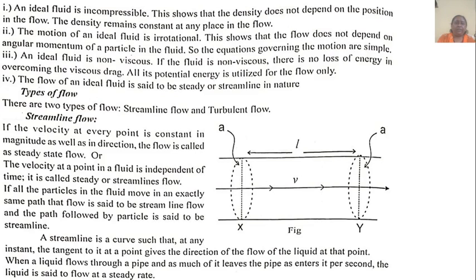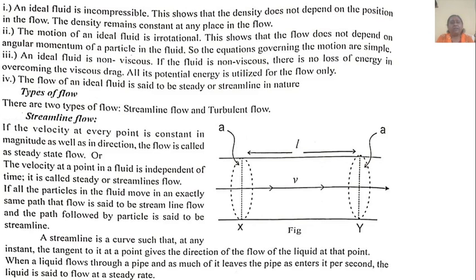An ideal fluid is non-viscous. If the fluid is non-viscous, then there is no loss of energy in overcoming the viscous drag. All its energy is utilized for the flow only. And the flow of an ideal fluid is said to be steady or streamlined in nature.